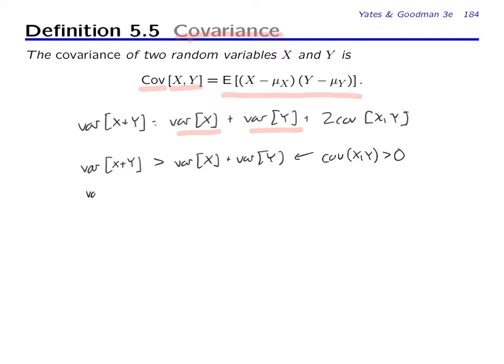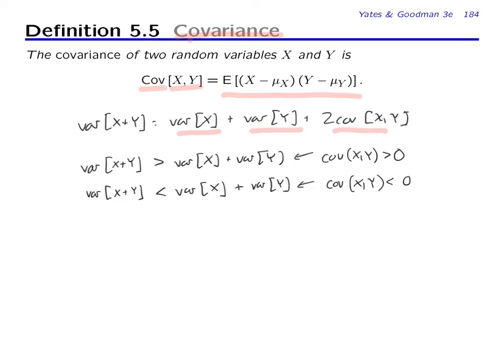And the other possibility is that when you add up x and y, you get something that's less random than the individual pieces. In this case, the variance of x plus y is less than the variance of x plus the variance of y. And this corresponds to the covariance of x and y being less than 0, simply because when it's negative, it's a negative contribution up here in this term.